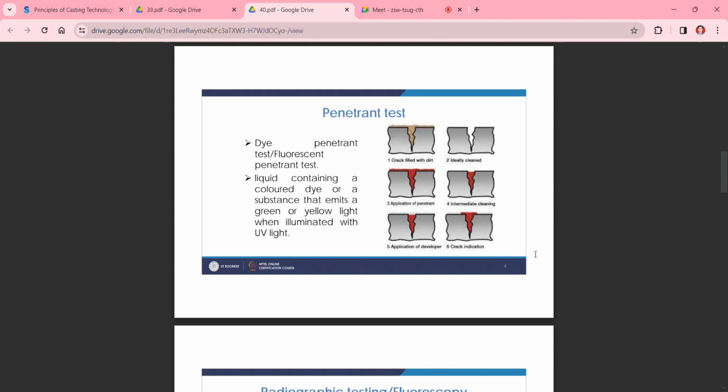So for detecting those defects inside the casting, you have to go with ultrasonic testing or eddy current, or sometimes radiography testing, like X-ray. With the help of X-ray, you can detect the defects inside your castings. And if the number of defects is more, then you cannot use that casting in your application.